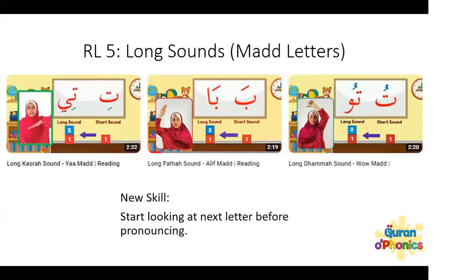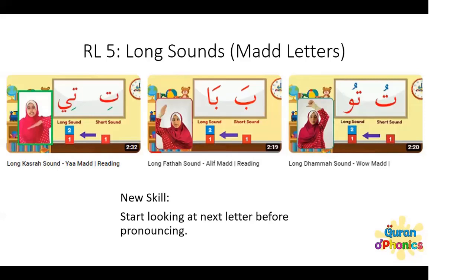So reading level 1 is the alphabets. Reading level 2 is the harakat, fatha, kasra, dhamma. Reading level 3 is the joining letters, the shape of the alphabets in the different positions of a word. Then reading level 4 is tanween. So up till reading level 4, the child only looks at the alphabet and the symbol with it.